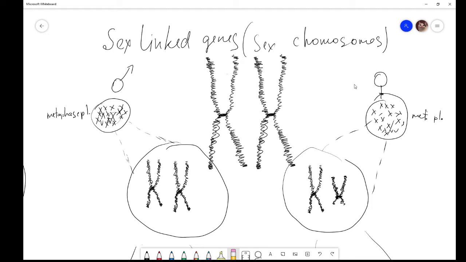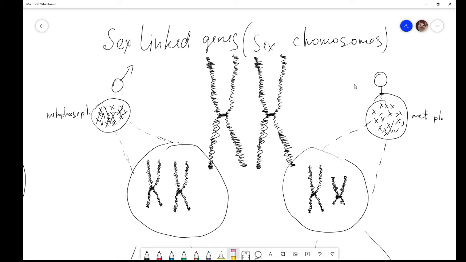Okay, now I'm going to talk to you about sex-linked genes and sex chromosomes and how they work in our organism, the human organism. In species in which males and females are clearly differentiated, for example our species, Homo sapiens, sex chromosomes determine the sex of the organism.